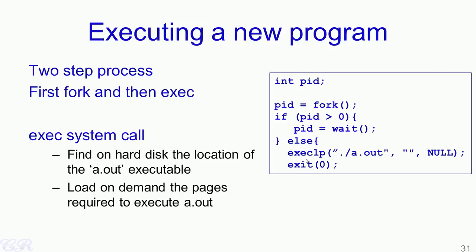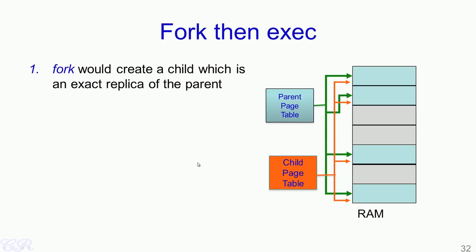So, when this exec system call is executed, it triggers the operating system functionality. What the OS does is it finds on the hard disk the exact location of the a.out executable. Then it loads on demand the pages required to execute a.out. So, let us actually look at this more pictorially.